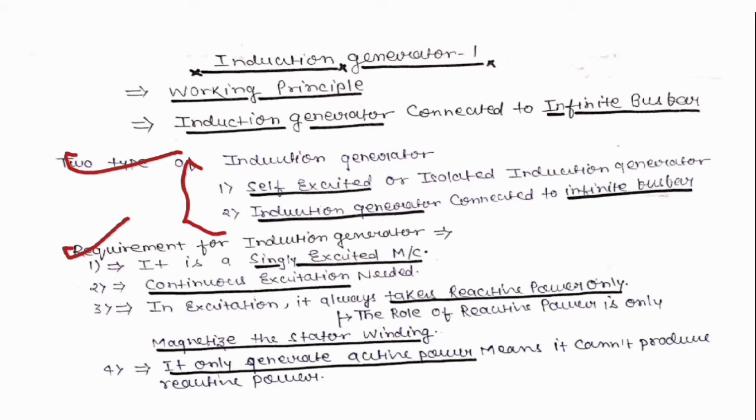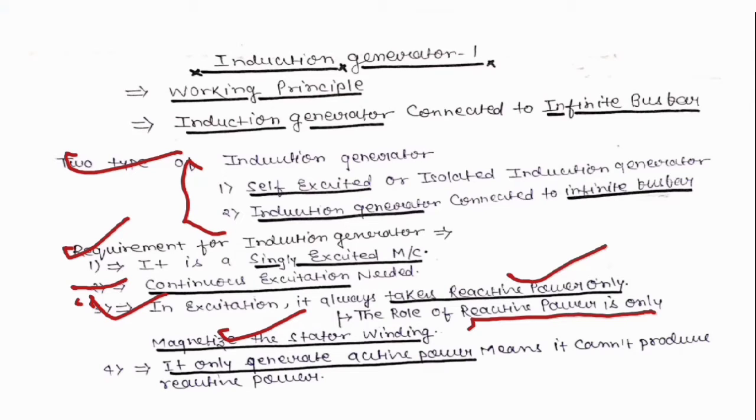Second, continuous excitation is needed. Whether we talk about the motor or the generator, in both cases it always absorbs or receives reactive power in the stator winding to magnetize it and get the rotating magnetic field. In excitation it always takes reactive power only. So what is the role of reactive power? The role of reactive power is only to magnetize the stator winding.